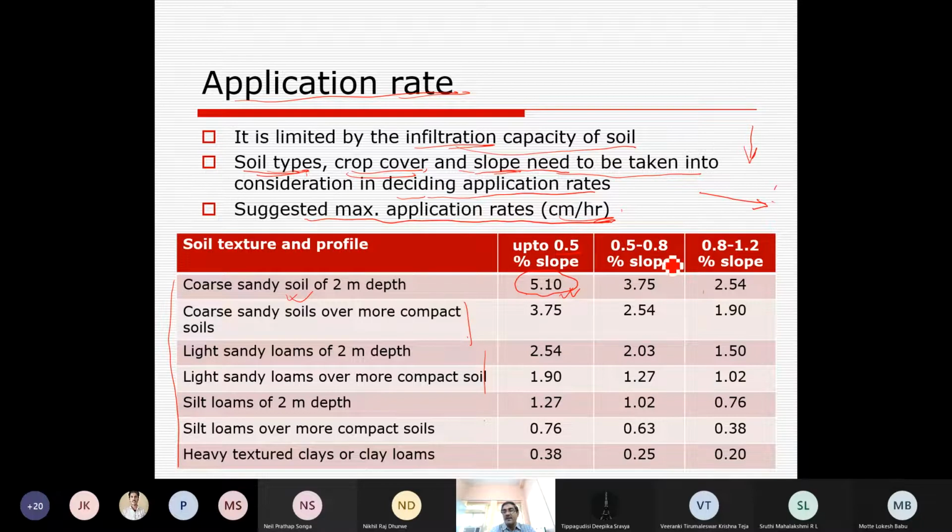But suppose slope has increased, we need to reduce it. Otherwise, even if it is coarse sand soil, it will generate runoff if slope is more. Further increase slope, we have to reduce it. And now the extreme other condition, that is heavy textured clay or clay loam soil, even at 0.5% slope, we have a very low rate of application, 0.38, reason being infiltration is very low with respect to coarse sand condition. And if it is high slope, it is further decreased to as low as 0.2 centimeter per hour. So this is a general guideline to decide what rate of application it should be depending on the soil and slope characteristics in the field.